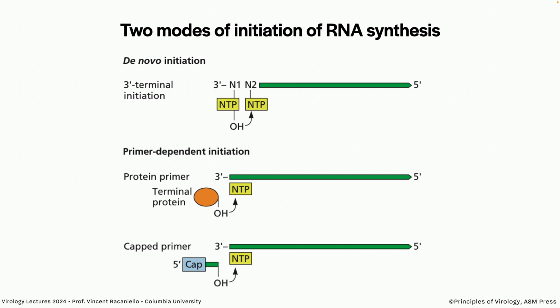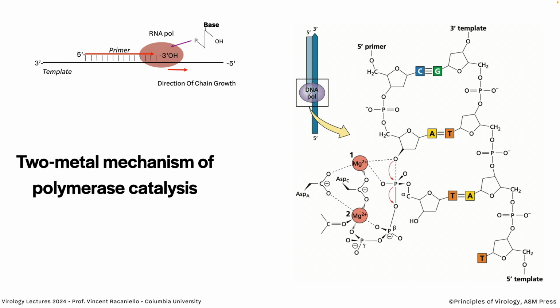They will not copy the template without a primer. Some polymerases utilize primers that are linked to a protein. We'll see an example of that today. And some polymerases utilize primers that are capped. So cellular mRNAs have a cap at their 5' end. It's a chemically distinct group, which we'll talk about later. And some polymerases require a capped short oligonucleotide to use as a primer. We'll see examples of these today.